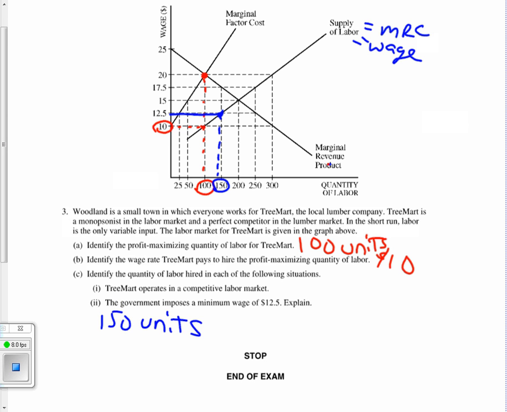The reason is some combination of the supply curve or the marginal factor cost curve is perfectly horizontal at 12.5 up to 150 units. I've drawn this price floor up to here, but then the price floor is ineffective because the supply curve takes over and they'd pay a higher wage anyway, or they're willing to supply labor at those higher wages. And so the answer is 150 units because the supply curve is perfectly elastic up to 150 units, when the regular supply curve takes over.